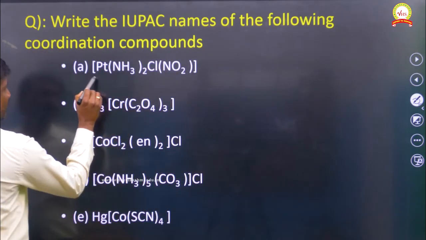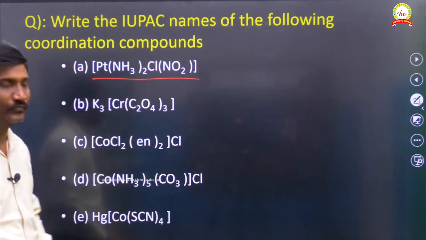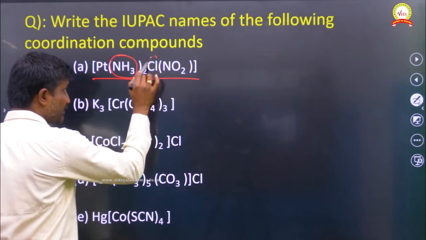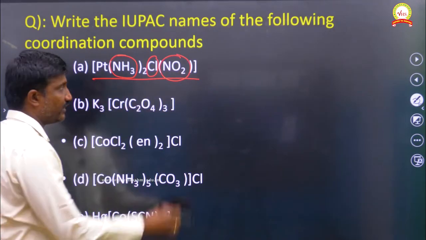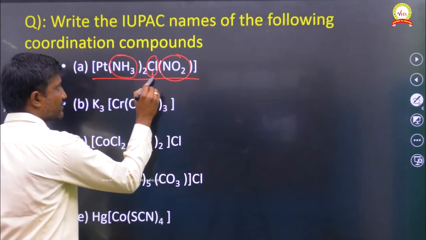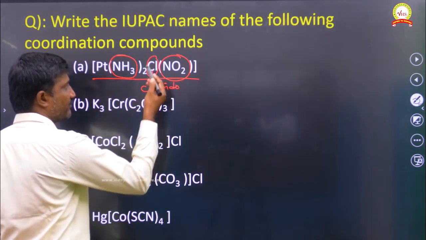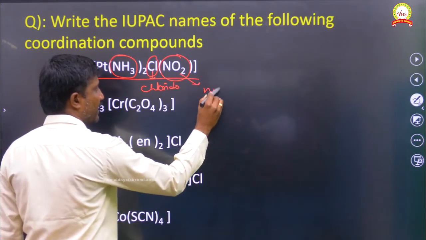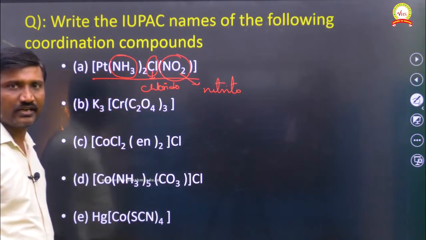Here the formula is Pt(NH3)2ClNO2. Here NH3 is a neutral ligand, Cl is a negative ligand, and NO2 is a negative ligand. So, these two ligand names should end with O. Right. Here Cl means chlorido, and only one is there, so no need to write the repetition. And NO2 we call nitrito, and here also one NO2 is there, so no need to write the repetition.